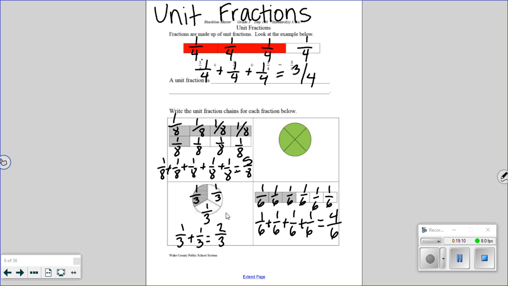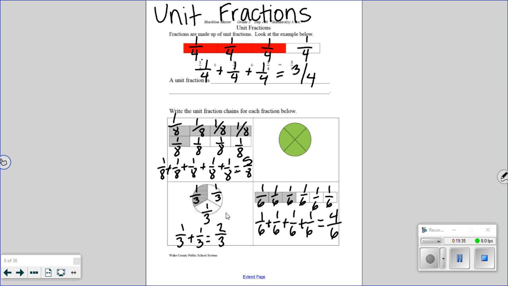What size pieces am I counting? Because I'm not counting by whole circles, I'm now counting pieces. What size pieces am I counting? Jordan? I'm counting 4th size pieces, and Jordan figured that out because there's 4 total pieces.